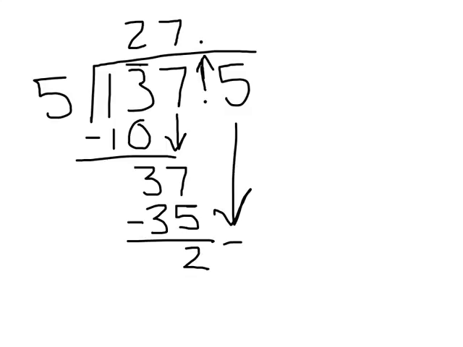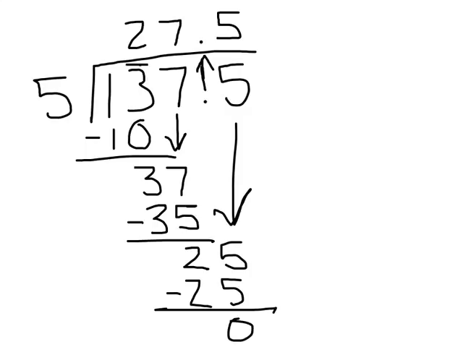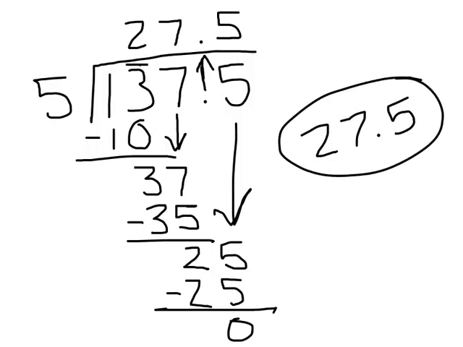Bring down my 5. Remember, now I'm in the tenths place. How many times does 5 go into 25? 5 goes into 25 5 times. 5 times 5 is 25. And when I subtract, I have nothing left over. So when I divide 137 and 5/10 divided by 5, I get 27 and 5/10.